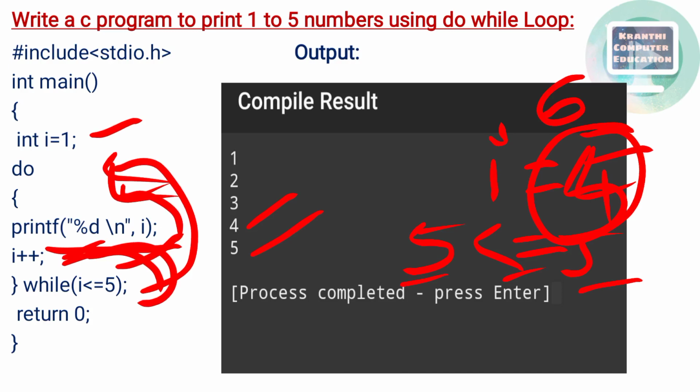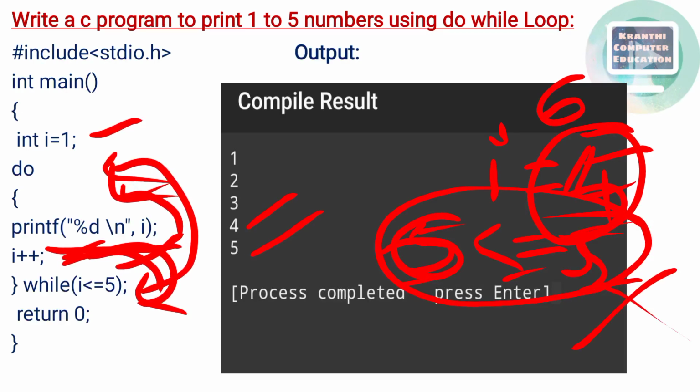Next it goes for the condition i less than or equals to 5. Now 6 less than or equals to 5, so the condition is false now. The condition becomes false, so the control doesn't enter inside the loop, the control comes out of the loop. There is the return statement, so the program is ended now. So this is the logic behind the do while loop to print 1 to 5 numbers. This is the demo program on the do while loop to print 1 to 5 numbers on the screen.